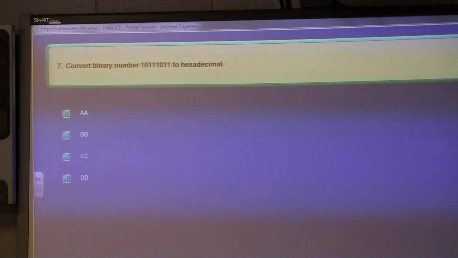Binary number 10111011 to hexadecimal. I got it. It would be BB. Because if we divide that in 2 groups of 4, you get 1011, 1011, which is a repeating pattern. 1011 is 11. The hexadecimal representation for 11 is B, so BB.